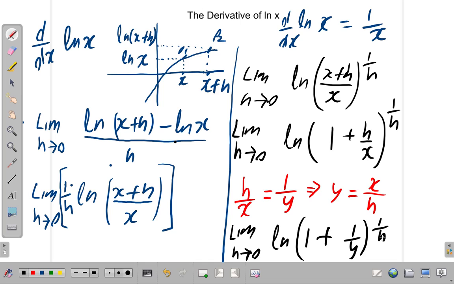Now, suppose we consider the 1 over h here. What would it really be? When we look at this, we can see that h is equal to x over y. So 1 over h would be y over x when we invert both sides. So this can be written as y over x. Alright? So let's rewrite this as y over x.